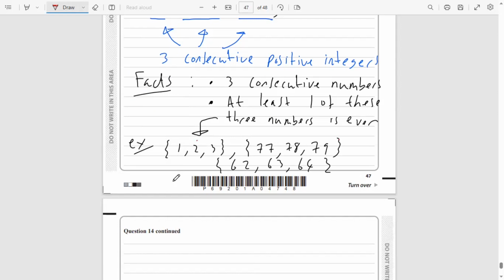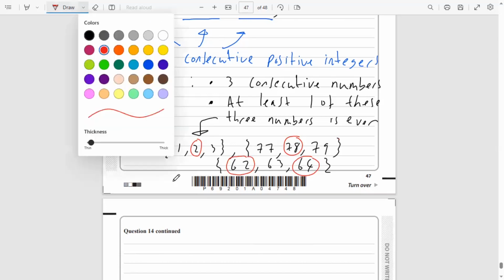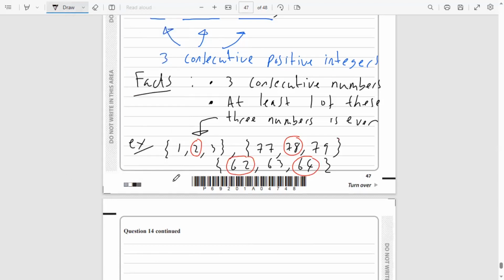So with this first example there, that's even. With this second example there, that's even. With this last one, we got 2 even numbers there. So it's quite obvious that when you pick 3 numbers in a row, at least one of them is going to be even. So why is that important? If you pick 3 consecutive numbers that appear in a row, at least one of them is going to be even. It means that when you times those 3 numbers together, you're going to get an even number.